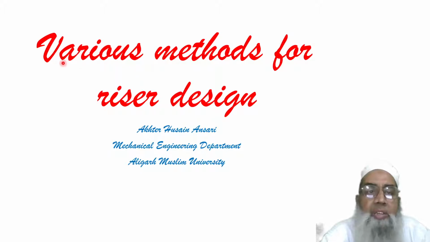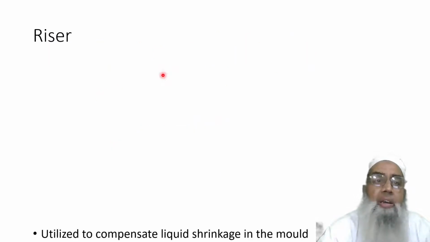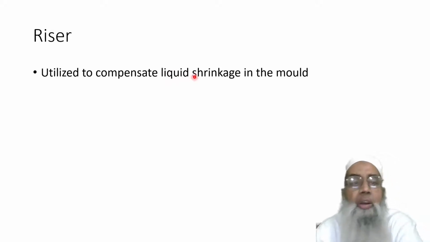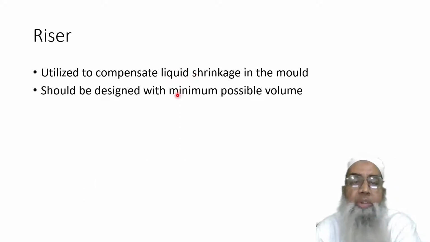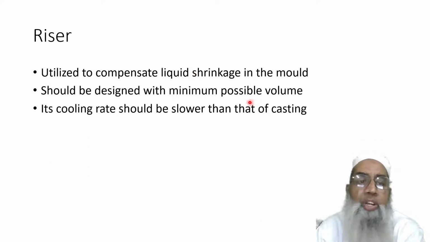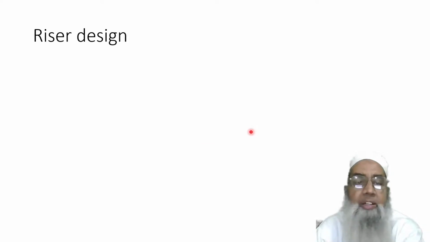Today we will discuss various methods for riser design. A riser is utilized to compensate for liquid shrinkage in the mold and should be designed with the minimum possible volume. Its cooling rate should be slower than that of the casting. Normally, Caine's relation is used to check the adequacy of the riser.